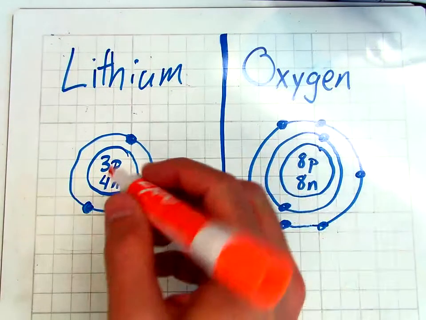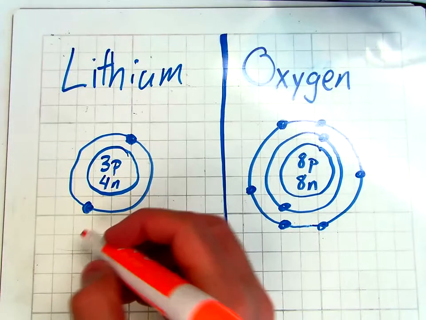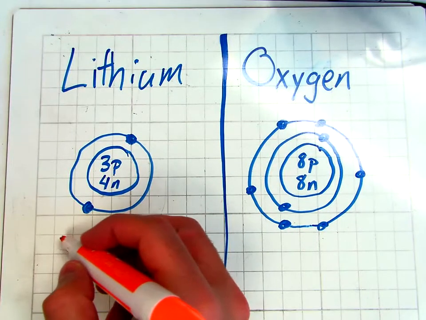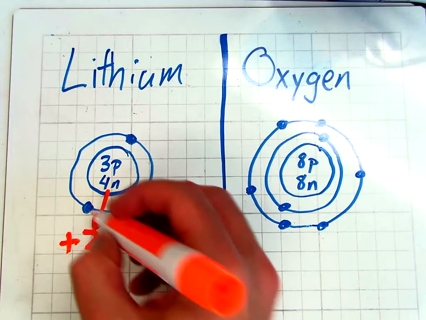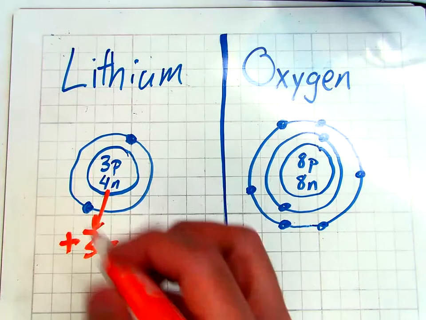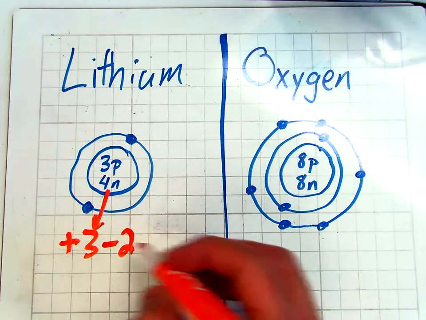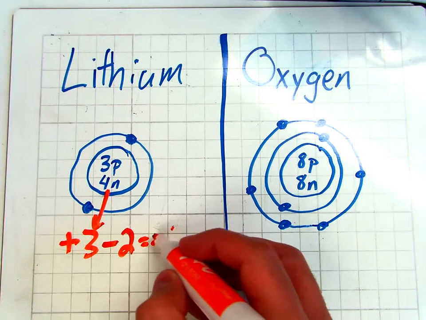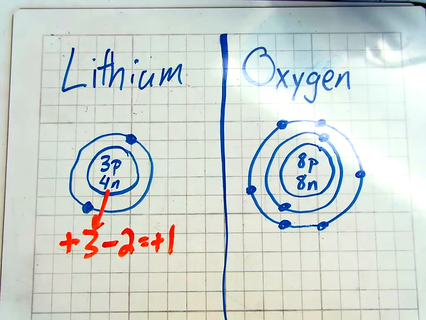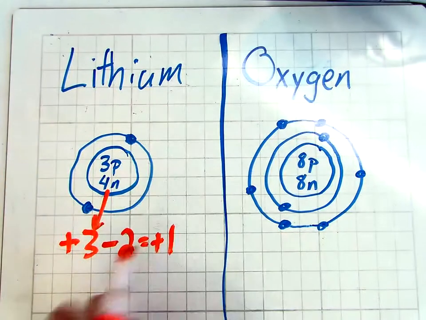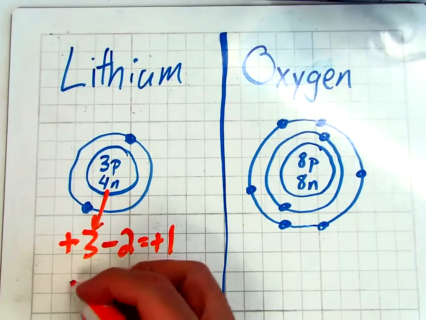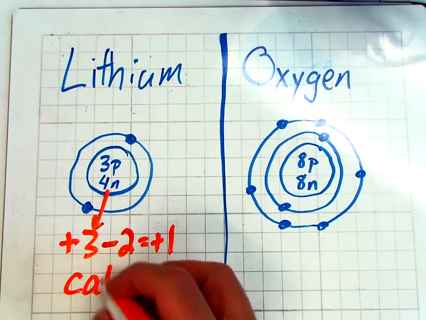And when we look at this, the total charge of this, so we've got 3 protons. So the nucleus is a +3. And then we've got 2 electrons, so that's going to be +3 minus 2. This has a total charge of +1. So that's why this lithium forms a +1 positive ion or +1 cation.